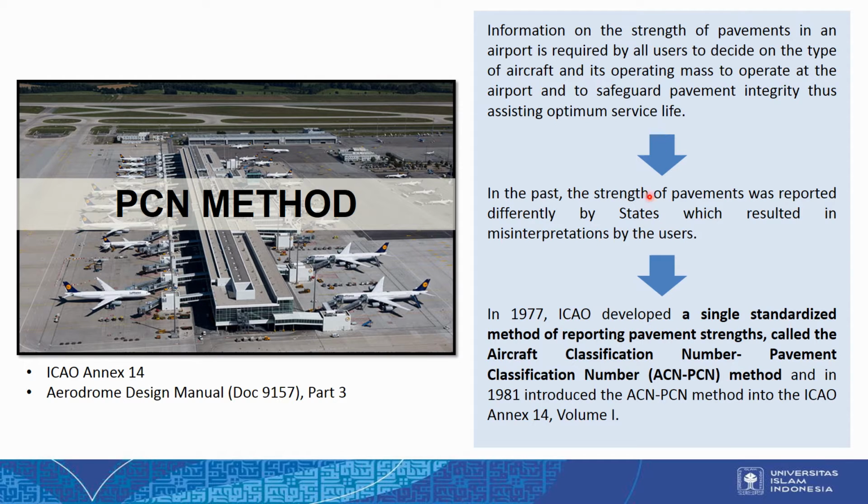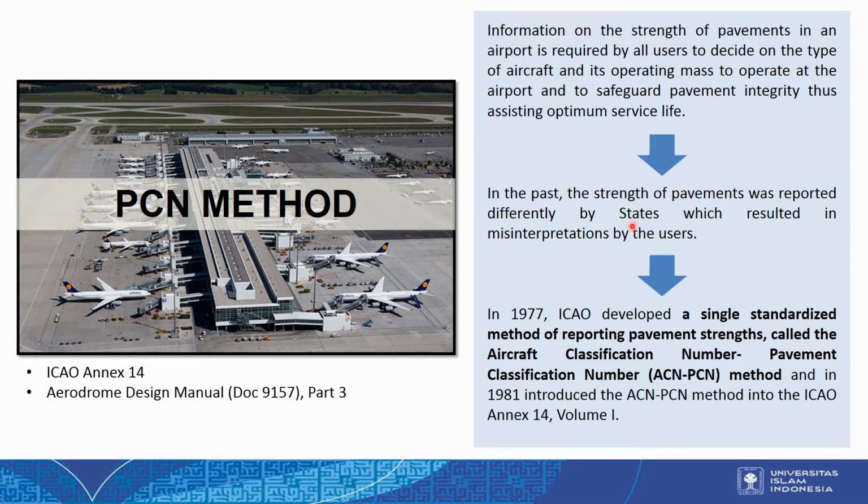In the past, the strength of pavement was reported differently by states. For example, the US has its own method to report the strength of its pavement in an airport. So do the UK and other countries. Unfortunately, the difference in the reported strength of pavement led to misinterpretation by the users.